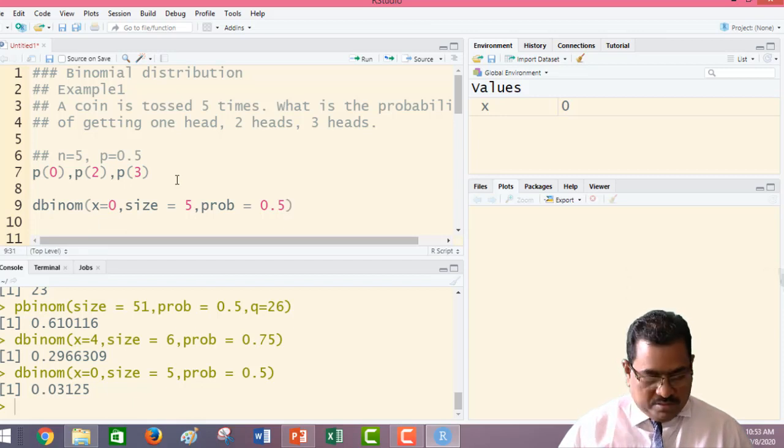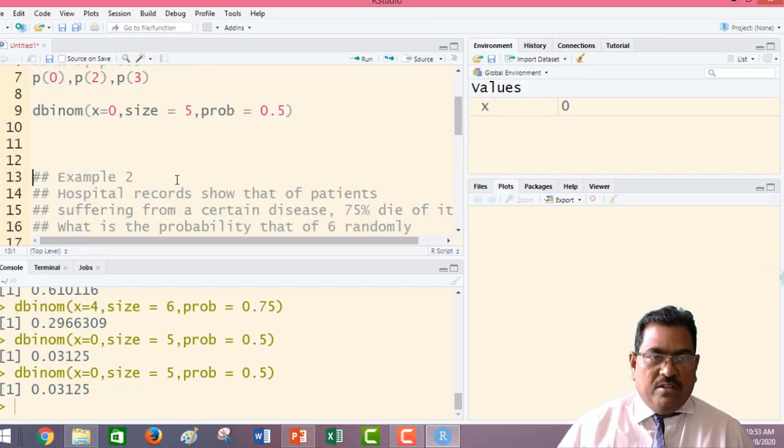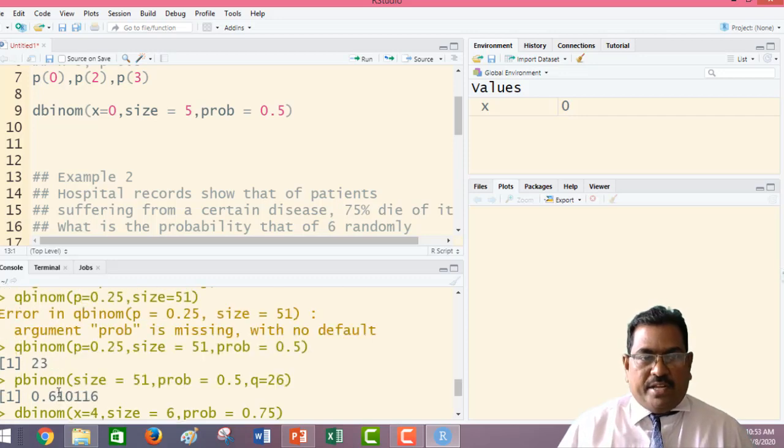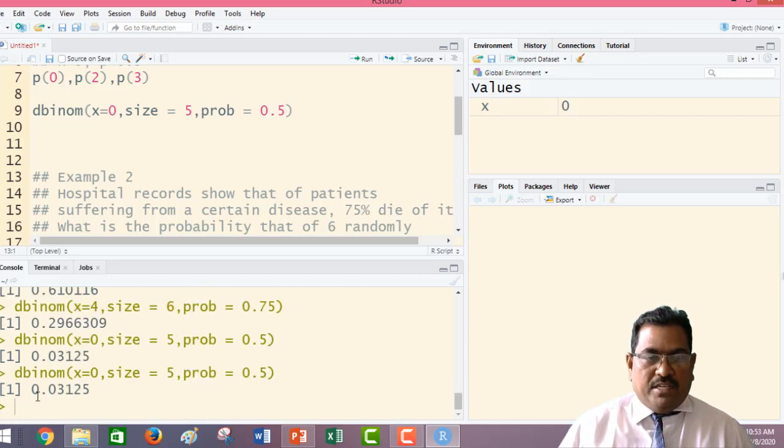Now press Ctrl Enter. So you get 0.03125. So 3% of cases will get 0 heads when you toss a coin 5 times. So 0.3, it is 3% of cases will get 0 heads. It is the answer for the first question.